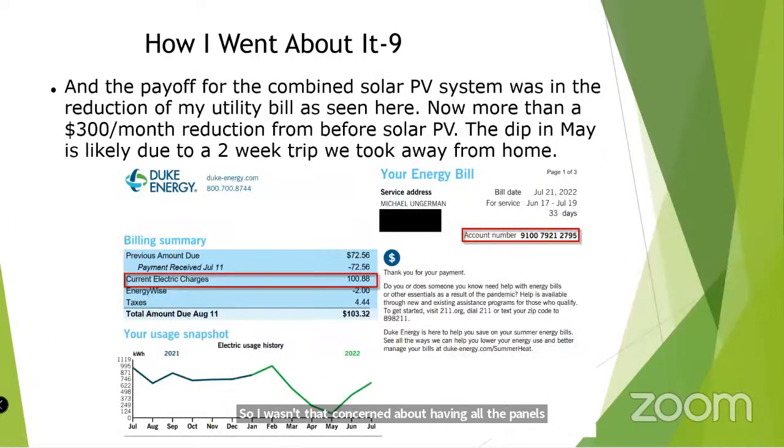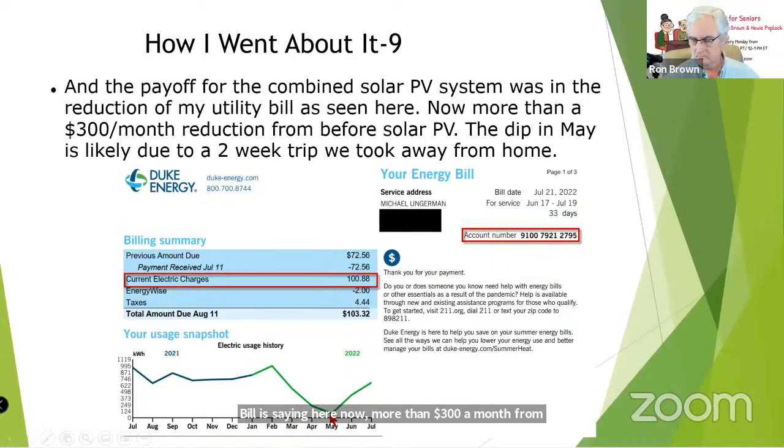And the payoff for the combined system was the reduction of my utility bill as seen here. Now, more than $300 a month from before solar PV. There was a dip in May. We had taken a couple-week vacation and shut just about everything but the air conditioning off while we were gone.